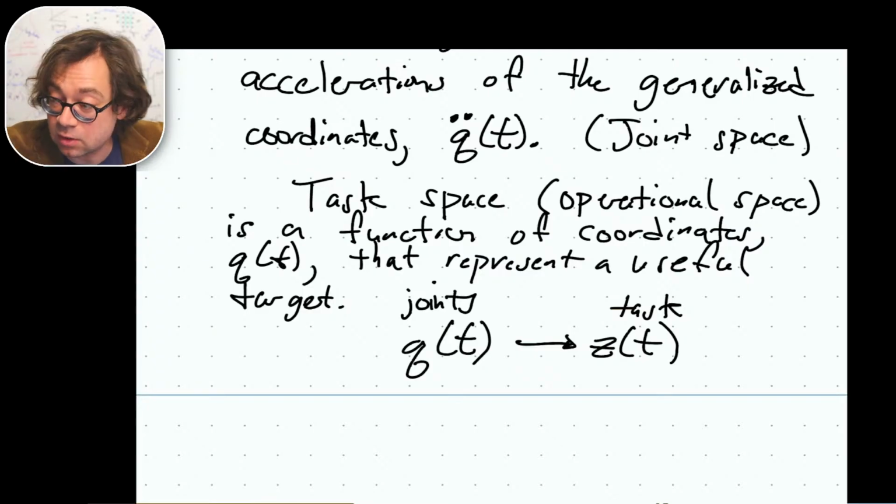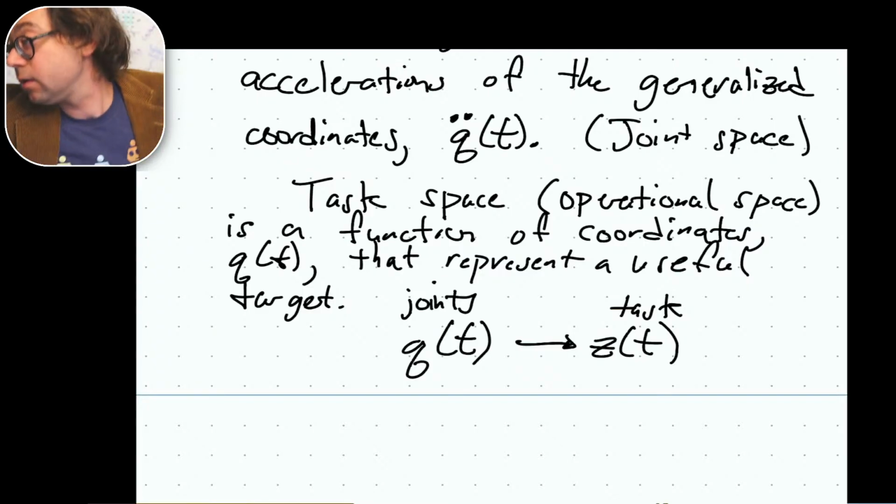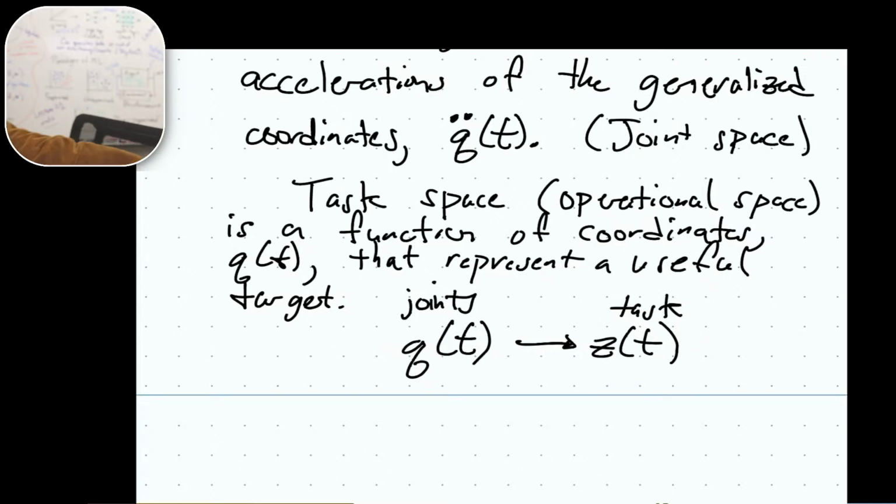Okay, I've got a whiny dog. Whiny dog wants to join the lecture. Whiny dog, join the lecture.